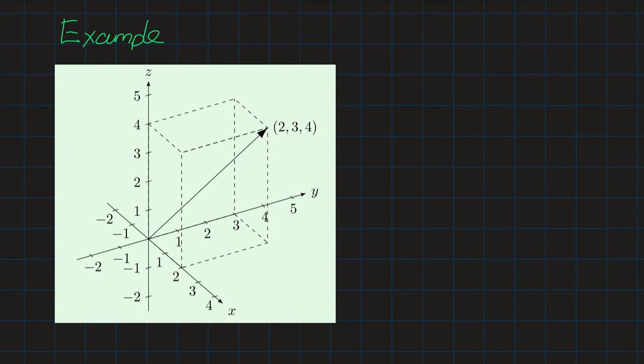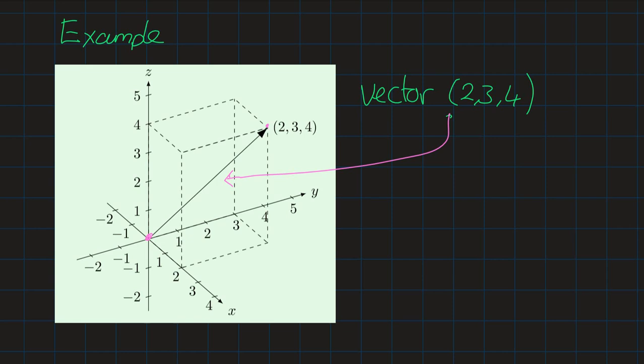So this here is the vector 2, 3, 4. That's what this arrow is right here. It starts down at the origin, and that's where the tail is, and the head of the vector is at the point 2, 3, 4. Directly analogous to two dimensions. It's just harder to draw.